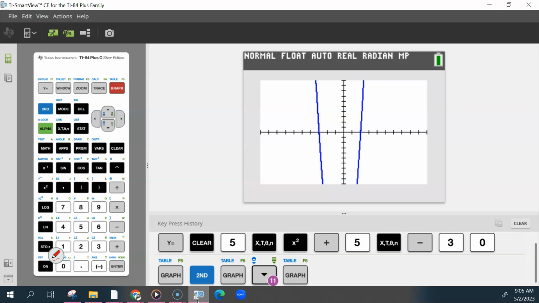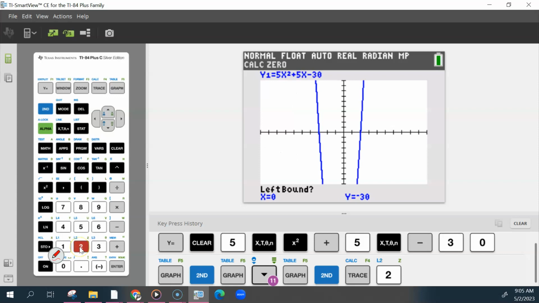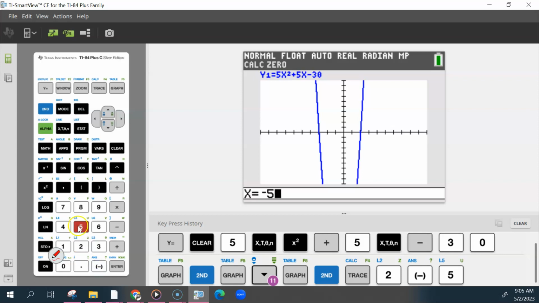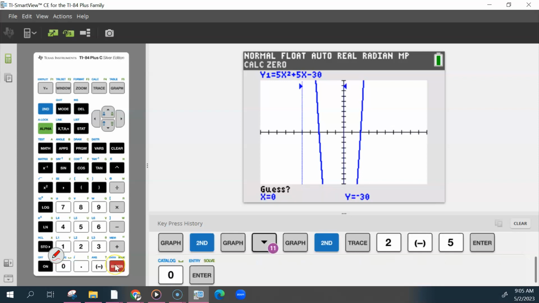If you looked in the table and you couldn't find those exact values, you would have to do second trace. Zero is another name for x-intercepts. You'd be doing this one at a time. Let's say I'm trying to find out what this number is. Pick a number to the left of it, whatever number you want. Pick a number to the right of it that doesn't go past the other one. And hit enter, and it'll tell you what that is.